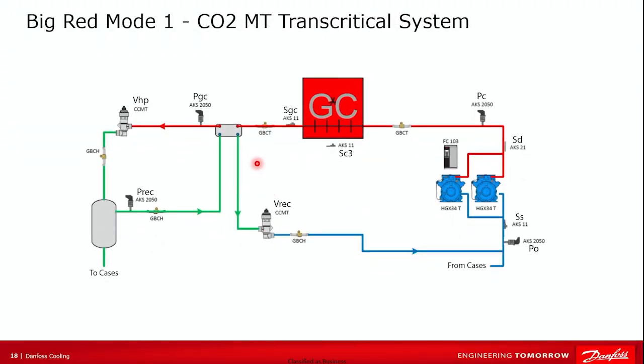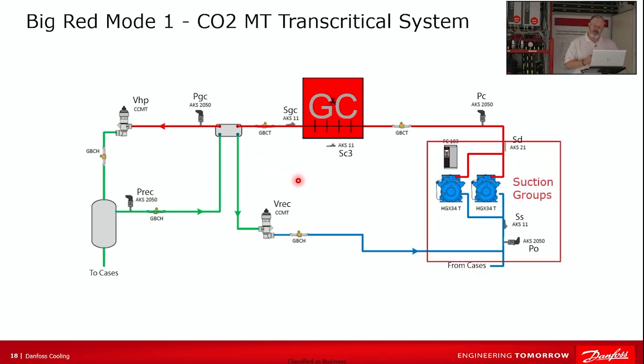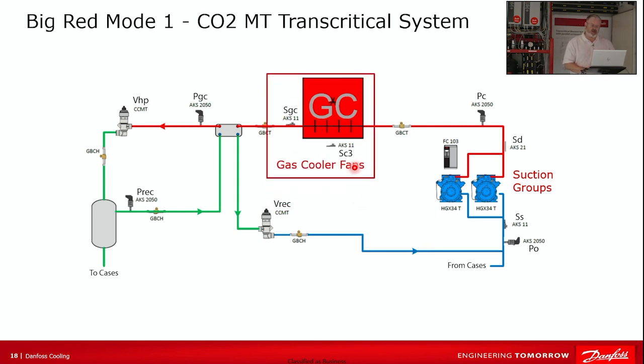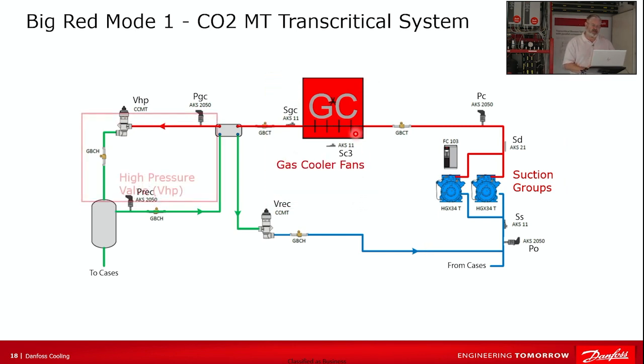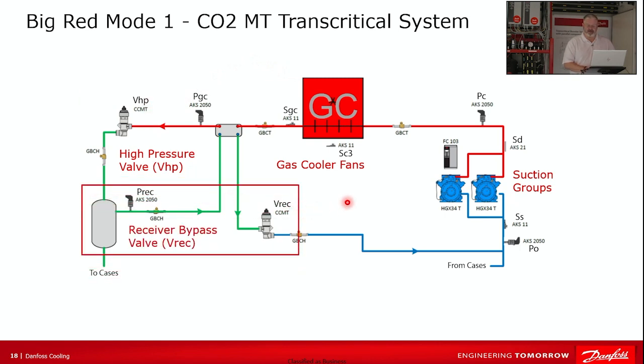So in our mode 1, we're going to look at these. We're going to go through mode 1, which is just using the medium temp compressors. Then we'll talk about parallel compression. Then we'll talk about ejectors. In mode 1, we've got 4 basic control areas. We've got the suction groups we need to control. We need to control the fans on the gas cooler. Got to control the high pressure valve as well as the receiver valve. Those are our main components.